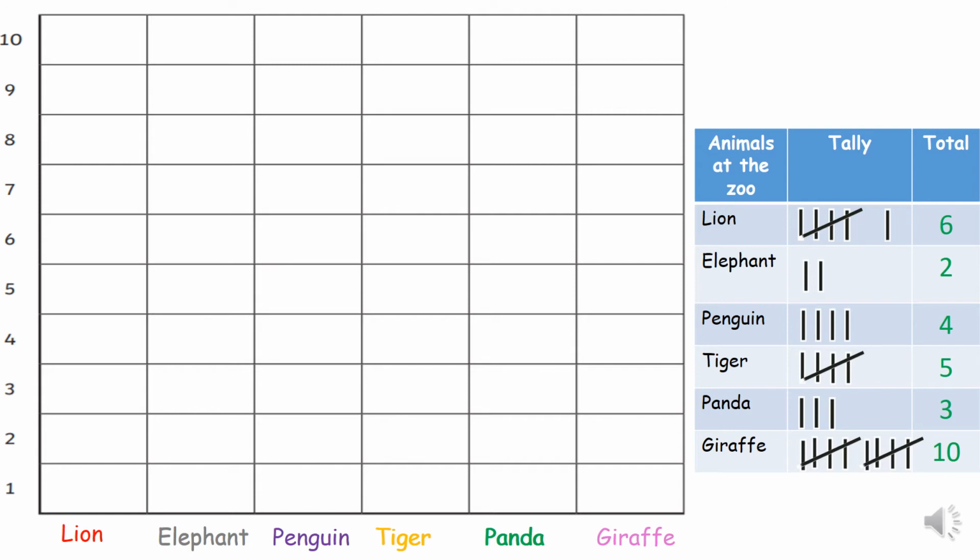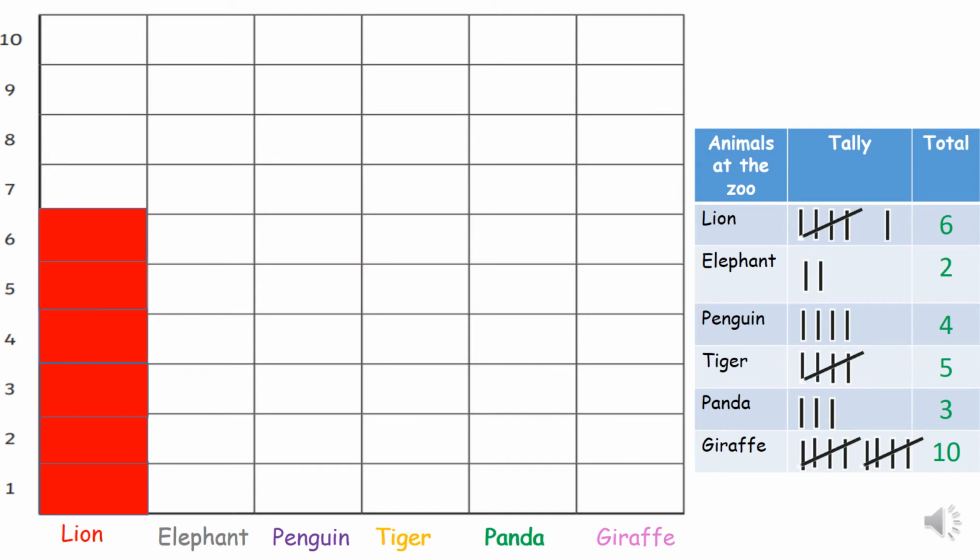So what's the first item we need to look at? It's lions. How many lions did we see? Have a look at the tally chart to help you. We saw 6. So that means we draw 6 squares, and we start at the bottom and we go up one by one. Count with me. 1, 2, 3, 4, 5, 6. Good, we've completed this for the lion.